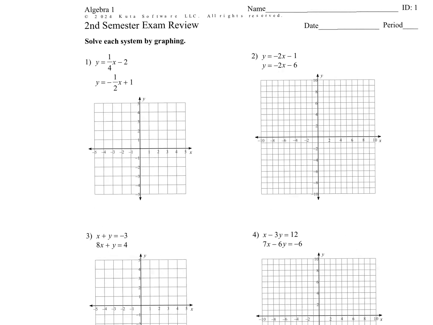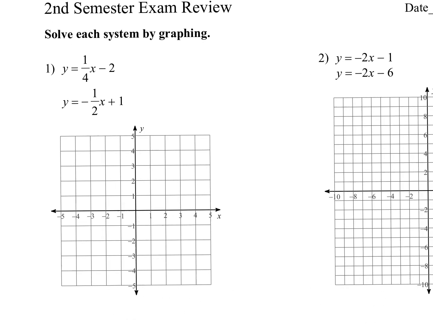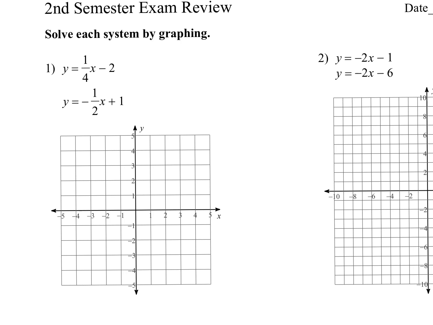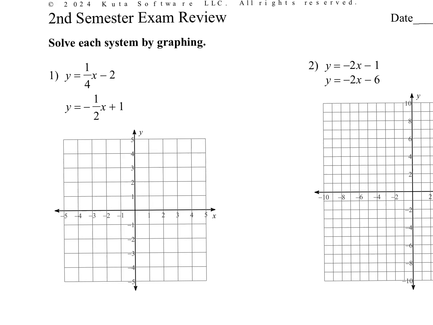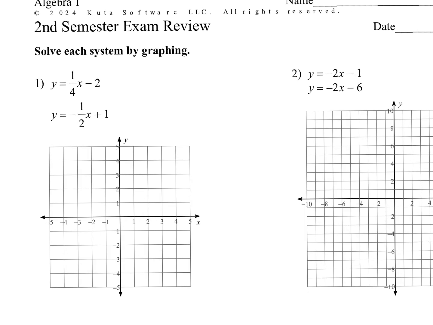Starting off all the way back in chapter 6 for your semester final is slope-intercept form. What is the slope-intercept form equation? Y equals mx plus b. Were you about to say what m equals? What x equals? Vertex. Okay.